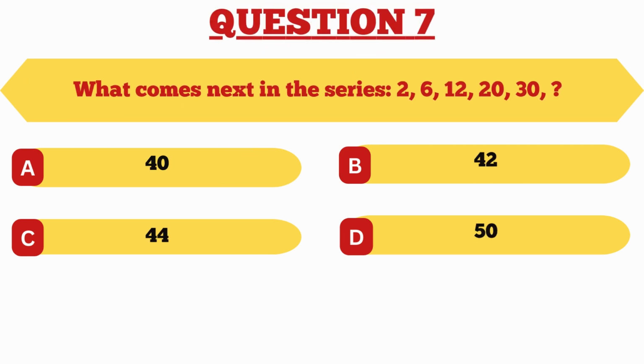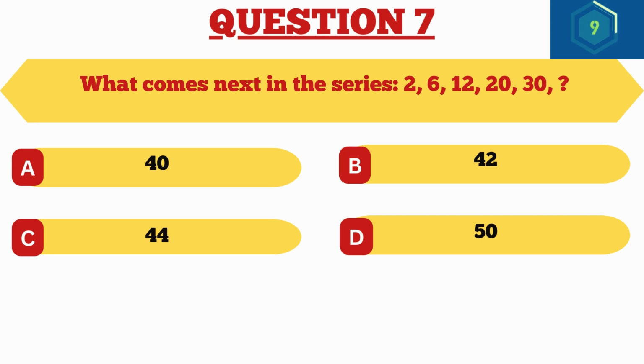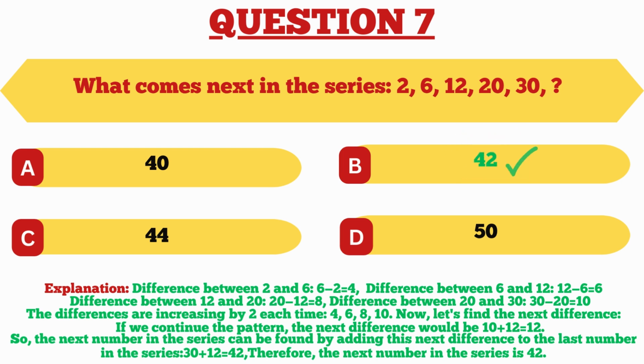Question number 7. What comes next in the series 2, 6, 12, 20, 30? Options are 40, 42, 44, 50. Please comment your answer now. The answer is option A, 42.